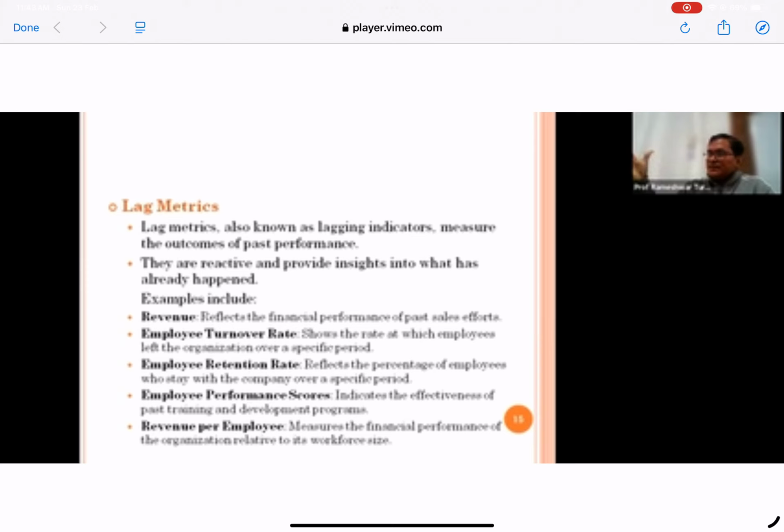Okay. Is it clear to you? Yes, sir. So we can define the metrics in different ways, and that helps us. One question is, when we talk about effectiveness and efficiency measures, like employee performance scores, is this an efficiency measure?